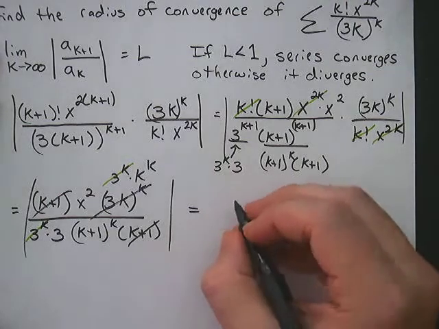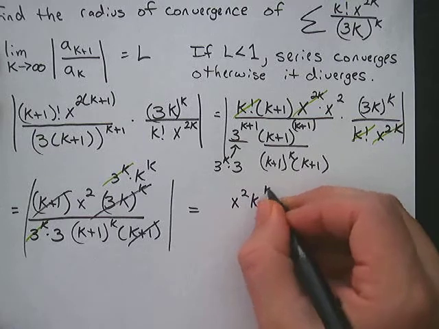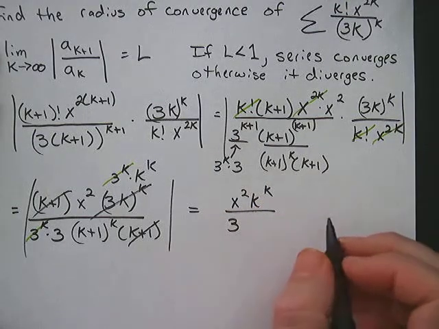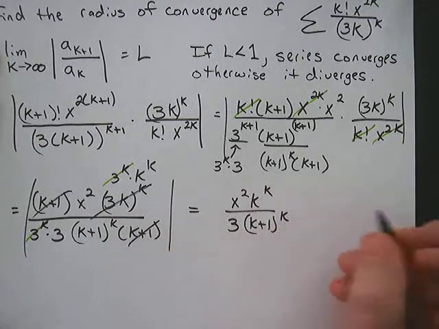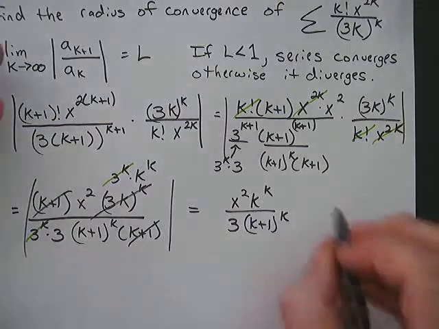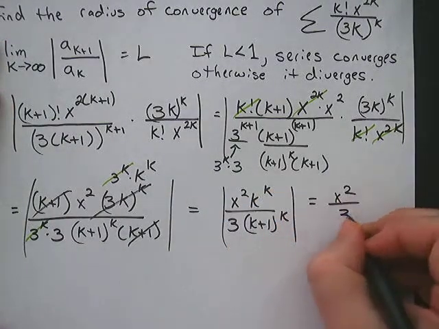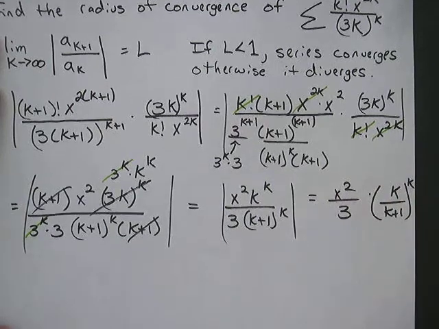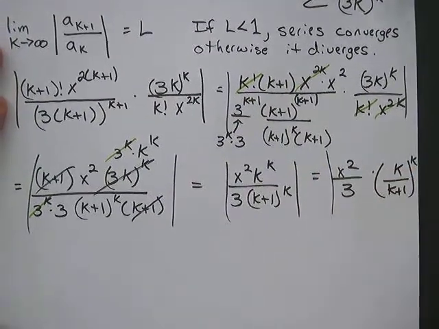Okay, so that leaves us at an x squared and a k to the k power divided by 3 times k plus 1 to the k power. Okay, that's almost as clean as we can get it. We can do one more step. We can say that we have x squared over 3 times k over k plus 1 to the k power. All right, so now that has absolute values around it.